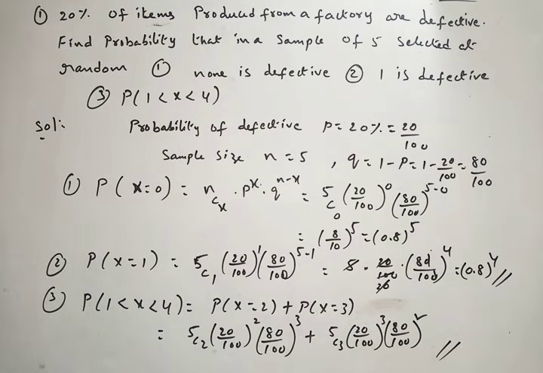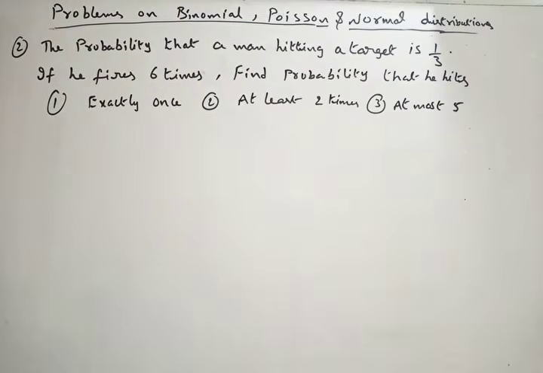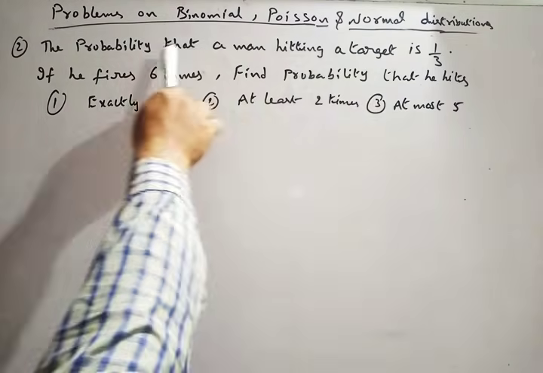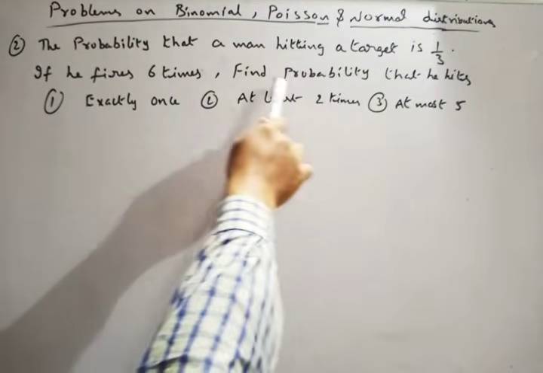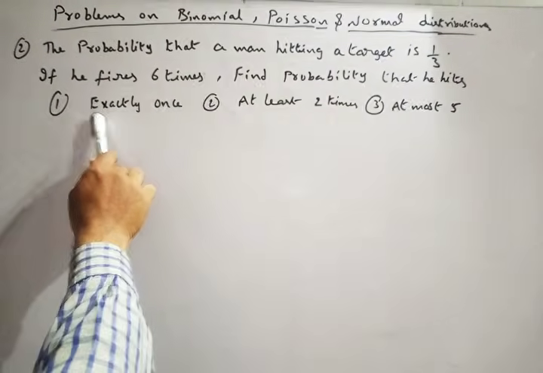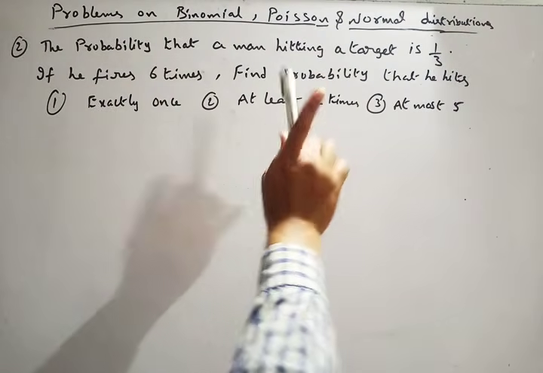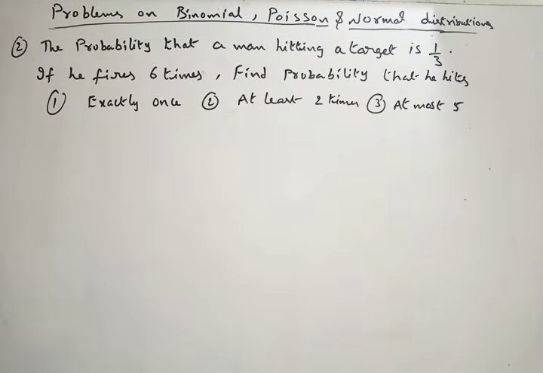Okay, so let us solve one more problem. See the next problem. The probability that a man hits a target is 1 by 3. If he fires 6 times, find the probability that he hits exactly 1 time, at least 2 times, and at most 5 times. Very, very important problem, this one also.